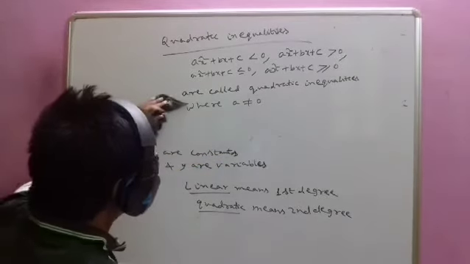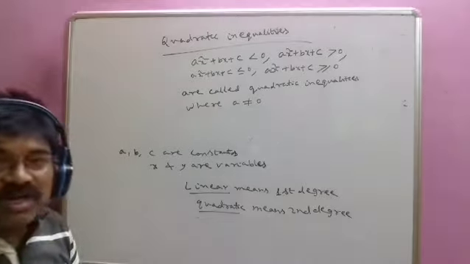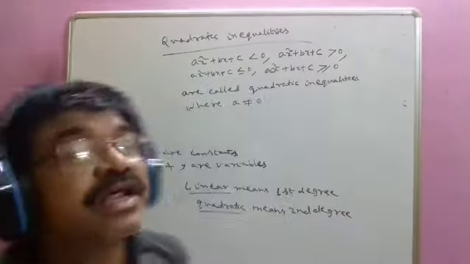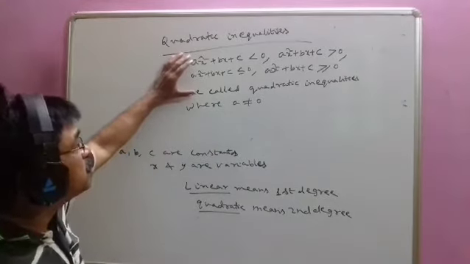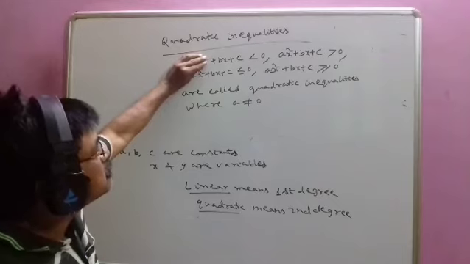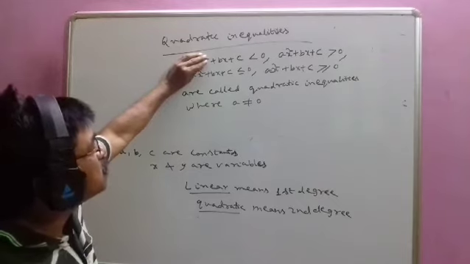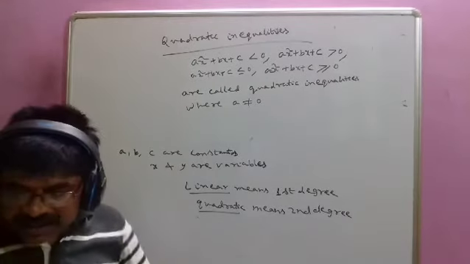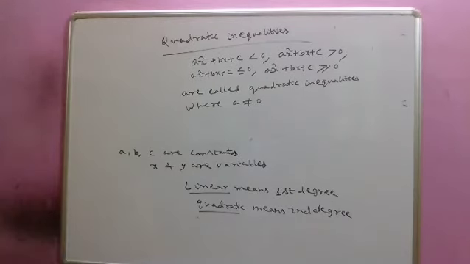Understood? Not understood? So why is the restriction that a is not 0? Because if a is 0, the x square term will vanish. The x square term is the second degree term. If the second degree term vanishes, it will be first degree, then it will not be quadratic. Quadratic means second degree. So please take it. Everybody taken, not taken?